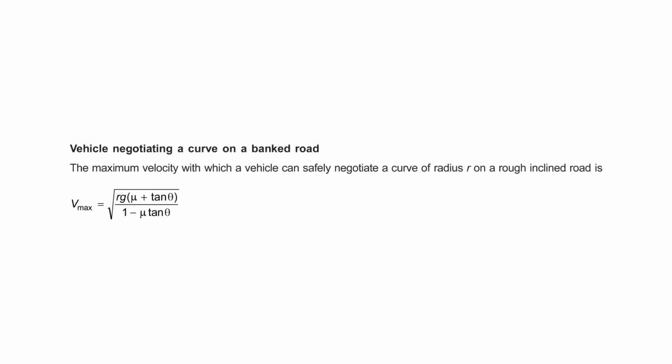Let us now talk about a vehicle negotiating a curve on a banked road. The maximum velocity with which a vehicle can safely negotiate a curve of radius R on a rough inclined road is Vmax equal to root over (R g (mu plus tan theta) divided by (1 minus mu tan theta)).